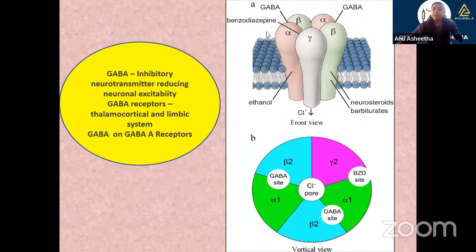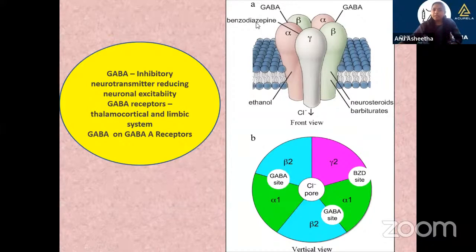So, this is the structure of the GABA receptor. It has 5 glycoprotein units: 2 alpha units, 2 beta units, and 1 gamma unit. The central area is formed by the chloride channel, where the chloride conductance takes place. When GABA gets attached to these subunits, the chloride channel opens and hyperpolarization of the neuronal membranes takes place. Action potential threshold is reduced and neurotransmission is inhibited. This is the main mechanism of action of GABA.